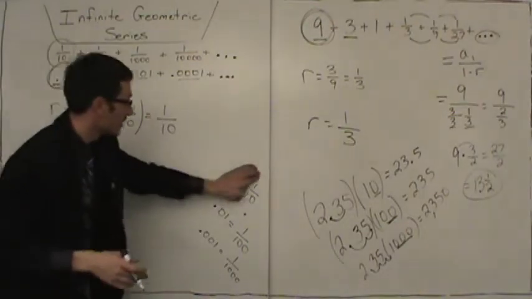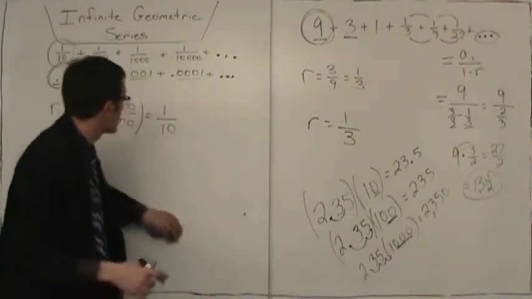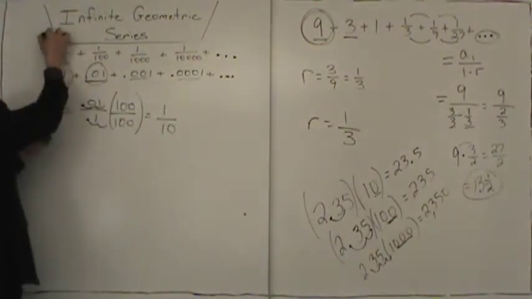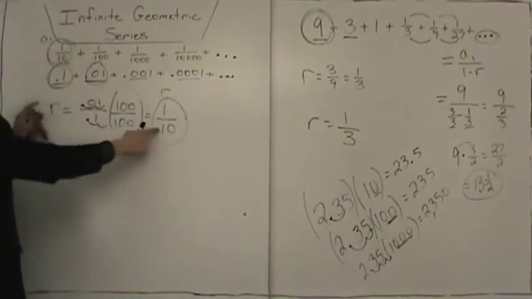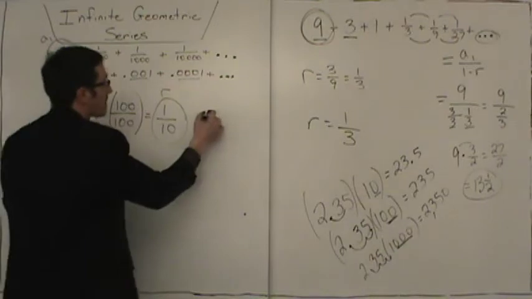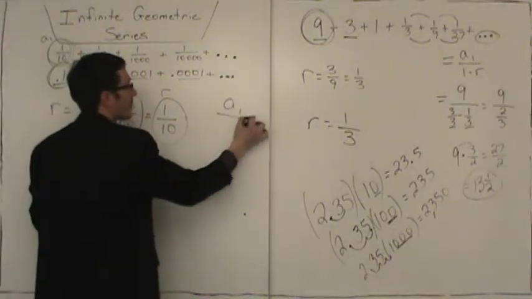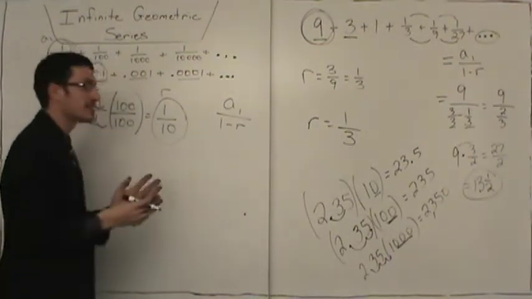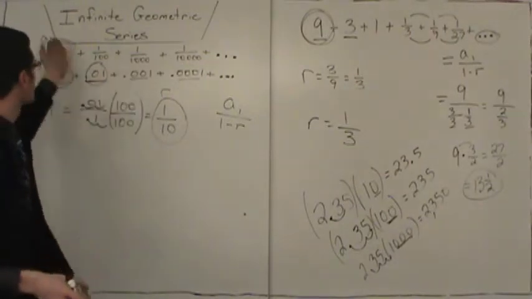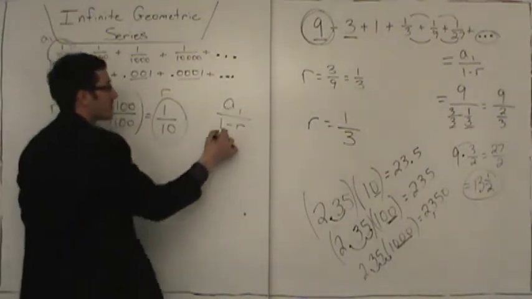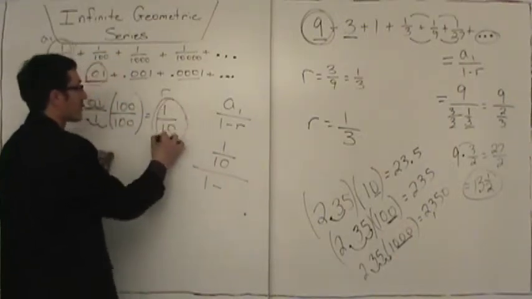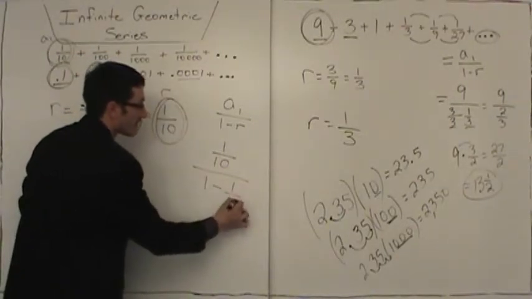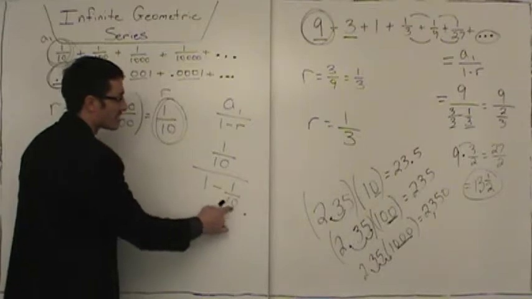Now question here. Does your a sub 1 value match your R value? Yes. So we have a sub 1 and R matching. Be careful here. This happens a lot. Okay, so we have a sub 1 over 1 minus R. I see this pop up many times. Same thing, though. You just put them in where they go. So we have a sub 1 is 1 over 10, over 1 subtract the R value, which is a 10th. All right, so we have 1/10 divided by 1 minus 1/10.